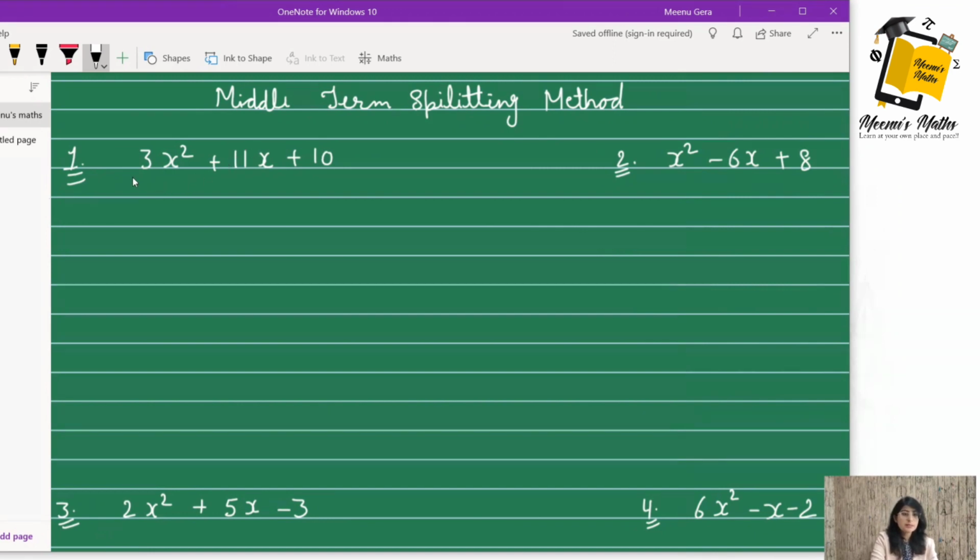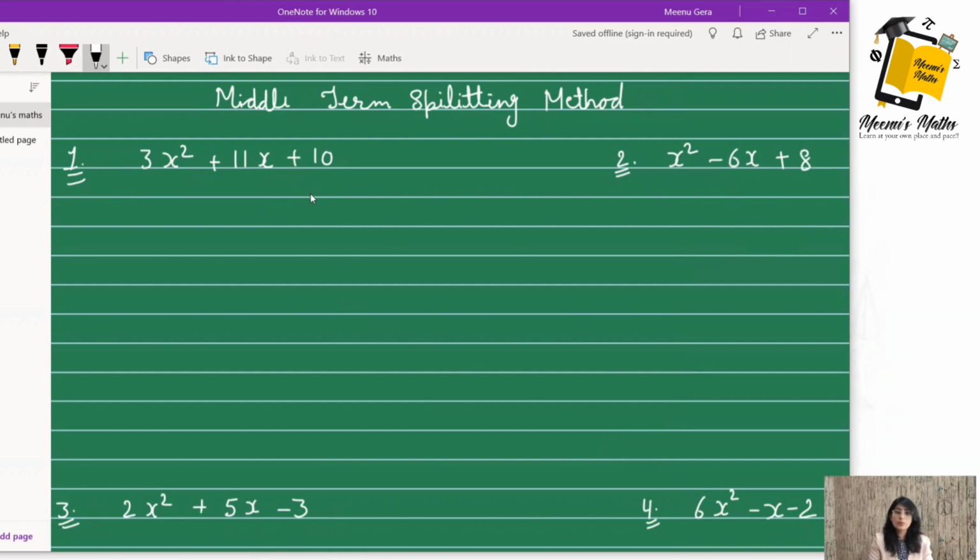First, this is 3x square plus 11x plus 10. Look at this, both signs are positive. In the second example, I have negative in the middle term and positive at the last term. In the third one, this is positive and this is negative, and in the last one, negative for the middle term and negative for the third term.